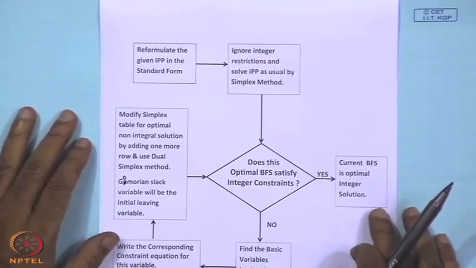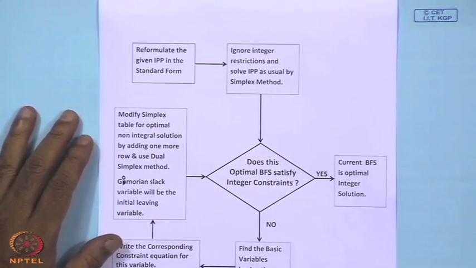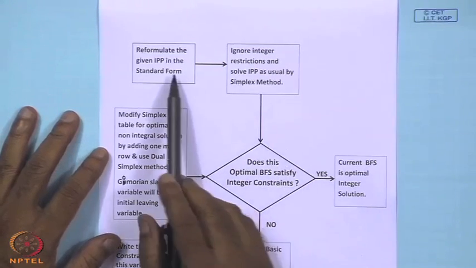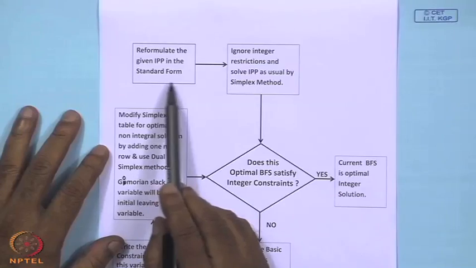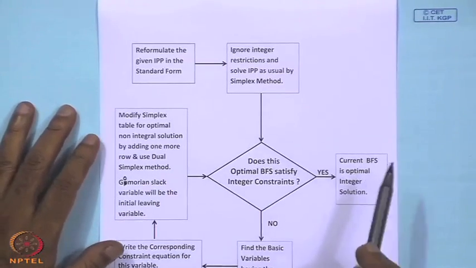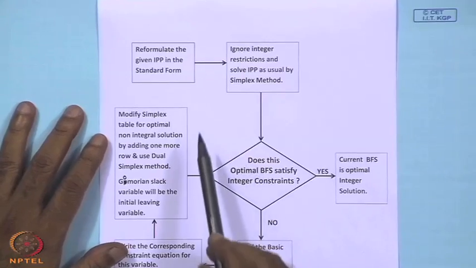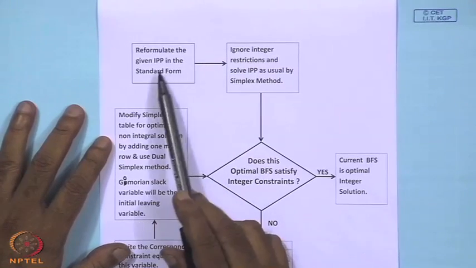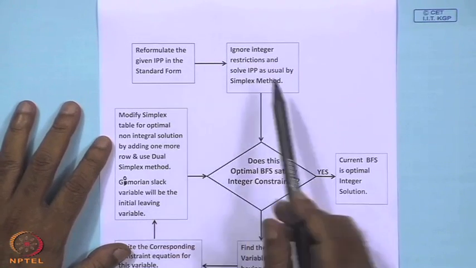Let us see the flow chart for this one. If you see the flow chart, I will just come to it. We are starting from this problem. Reformulate the given IPP in the standard form. That is, already you know how to write the LPP in standard form. So, we are saying reformulate the given IPP in the standard form.